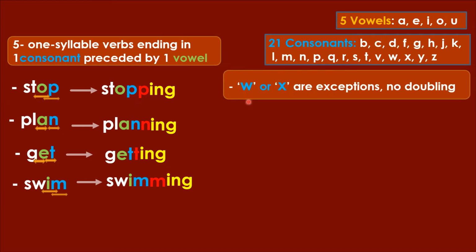Okay, so let's have a look at W and X. W and X are exceptions. Of course, both W and X are consonants, but they are exceptions.